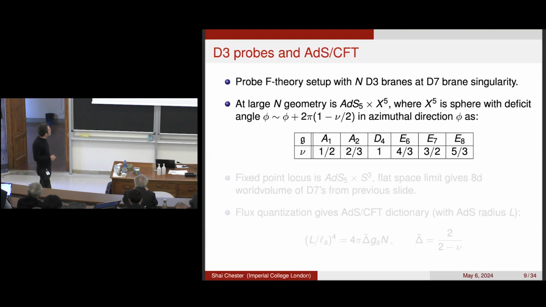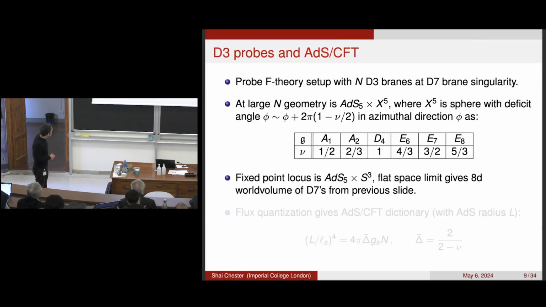So for all the different singularities we discussed, this is the value of nu. Just to connect this to what you might be more familiar with, if this was N=4 super Yang-Mills, then nu would be 0, because then phi would just go to phi plus 2 pi. But now that you have D7 branes, nu is non-zero, and these are the various values for these singularities.